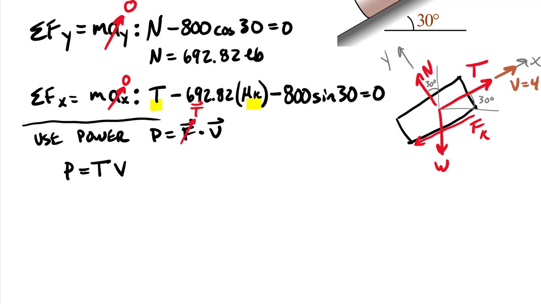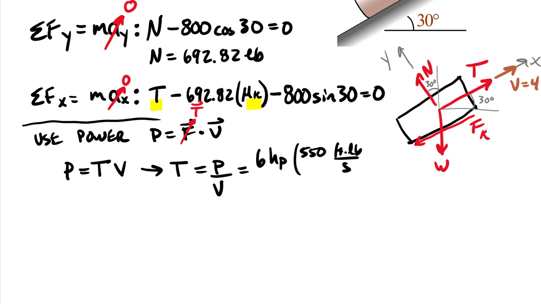So we have a value for the power. We have a value for the velocity. We want to solve for that tension. So we can rearrange this, say that T is equal to the power divided by the velocity. Now the power is given 6 horsepower, and we can convert this into feet and pounds and seconds by our conversion factor, 550. So this is in foot pounds per second.